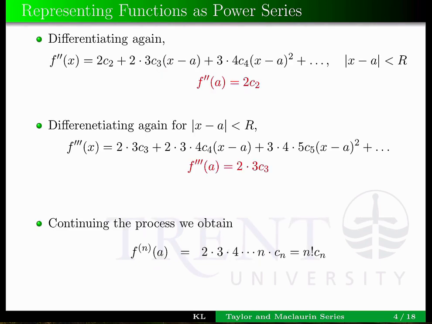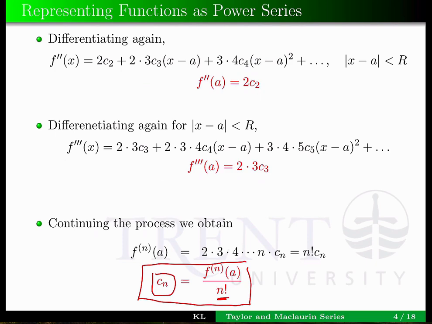So if we now go back to this generalization, it seems that we have the equality: the nth derivative of f evaluated at A equals n factorial Cn for all n, which means if we isolate C sub n, C sub n is equal to the nth derivative of f evaluated at A divided by n factorial.